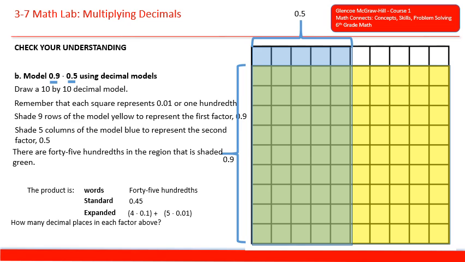How many decimal places in each of the factors above? There's 1 in each, 1 in 0.9, 1 in 0.5. And how many decimal places in the product? 0.45 has 2.